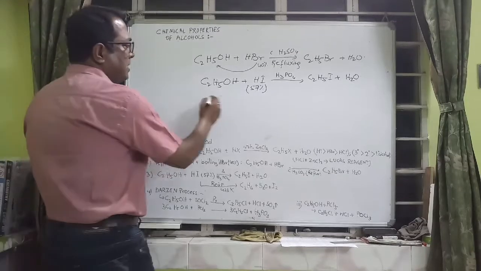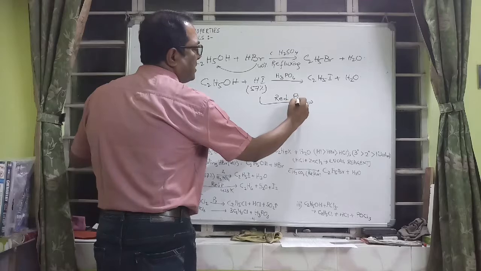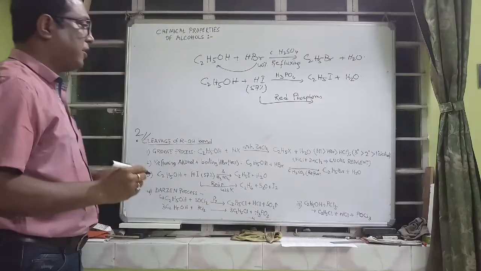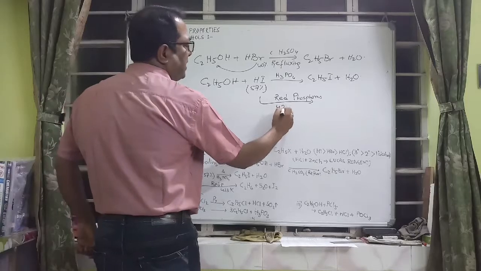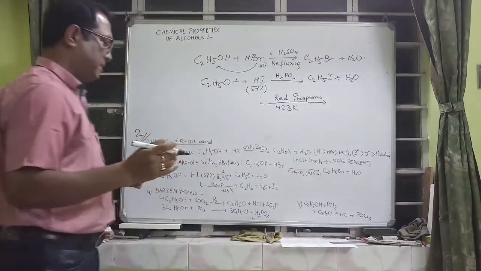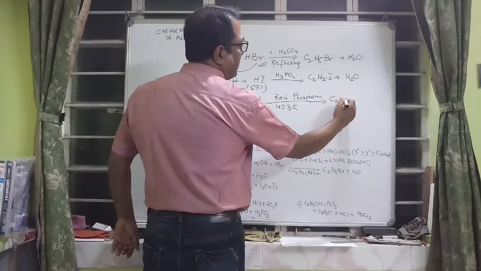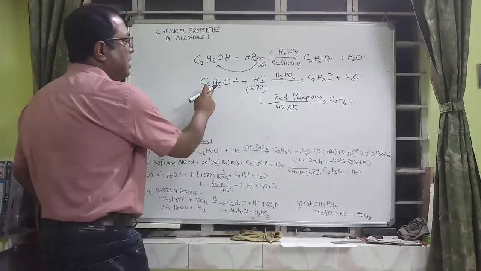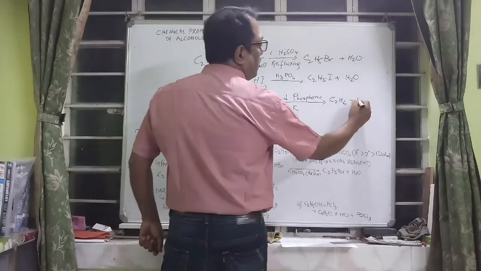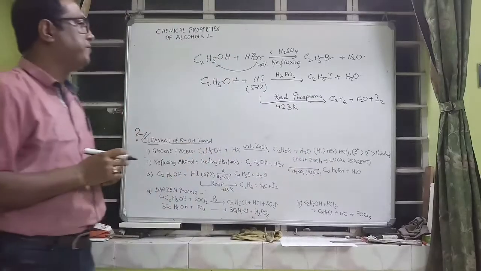water. But if you use here red phosphorus, if you use a red phosphorus around a temperature of 423 Kelvin, you can see something different. What is that? It is going to give you the alkane itself, C2H6 plus H2O, and you get your iodine. So this is how we also differentiate.